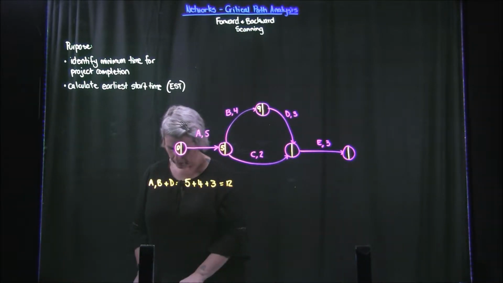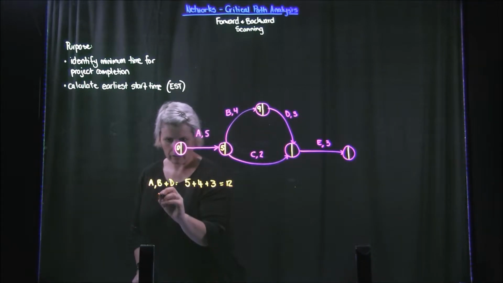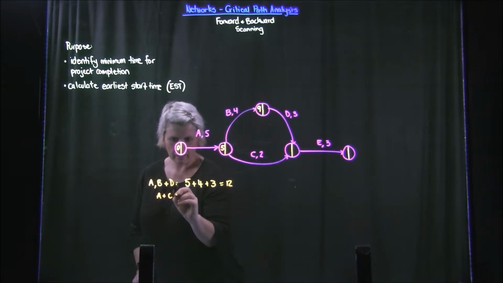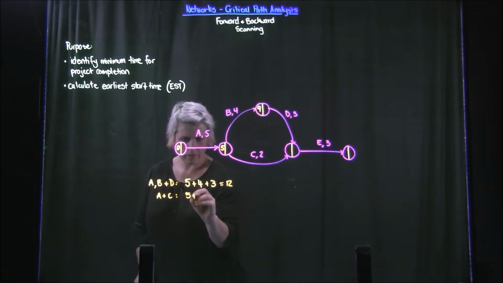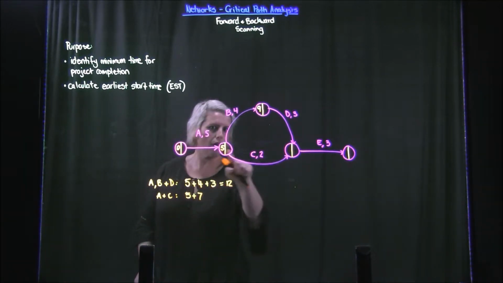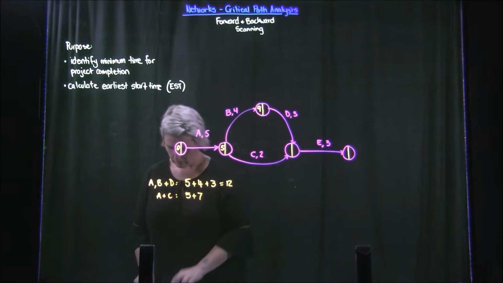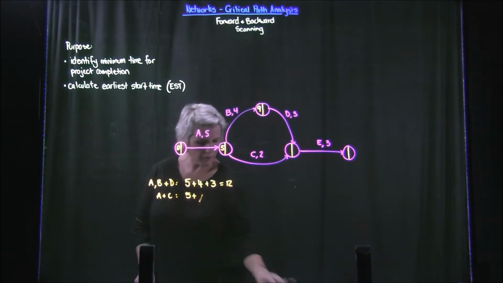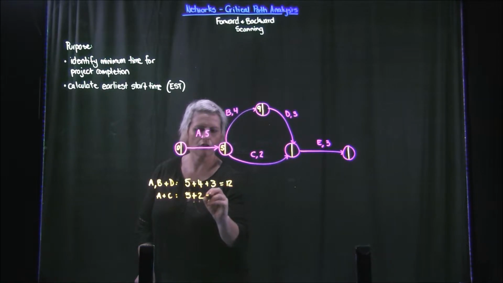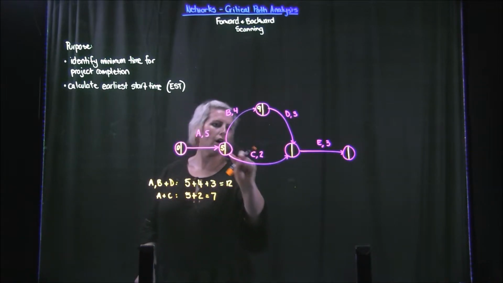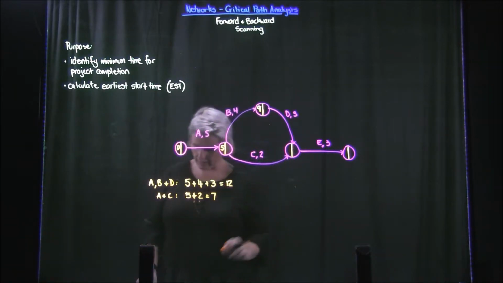But we also have A and C, which is 5 and 7. Sorry, not 5 and 7. 5 and 2, which makes 7. So we could go 5 plus the 2, which would make 7.